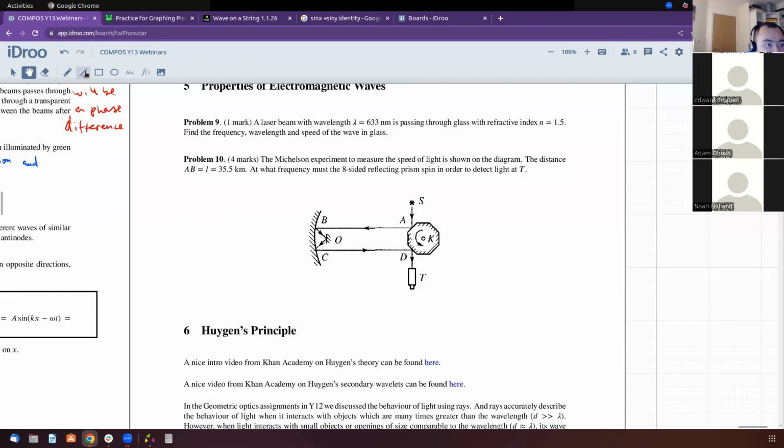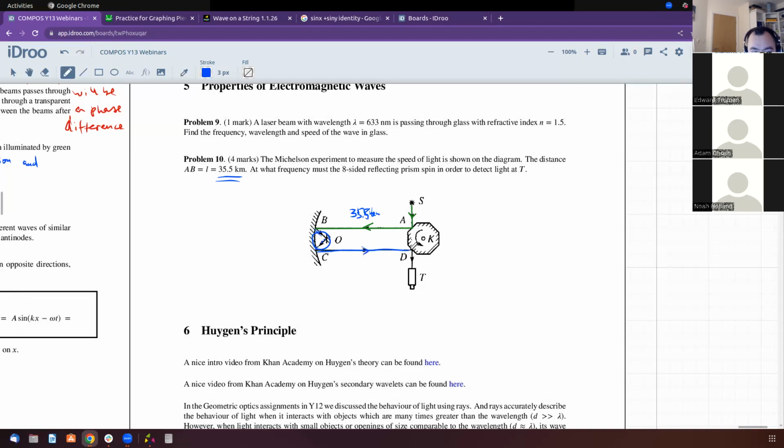So what happens here is light comes in from the source, and then it bounces to the mirror. The mirror is quite far away. It's 35 kilometers away, 35.5 kilometers. And then it bounces off another mirror here. You can ignore this bit; it is very, very short. And then it bounces back.